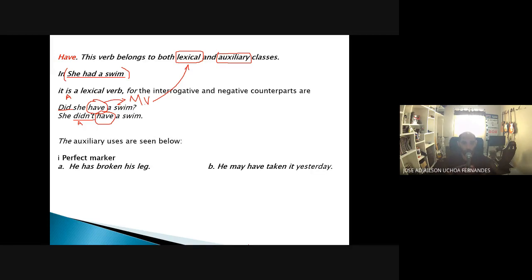Now, the auxiliary uses are seen in these next two cases, as a perfect marker. For example, he has broken his leg. So, has broken. We have two verbs. This is the verb capsule.